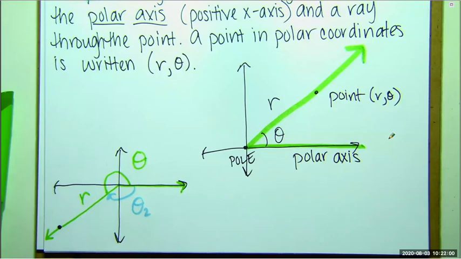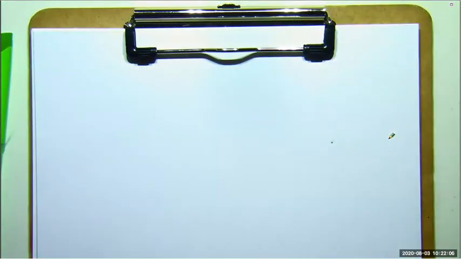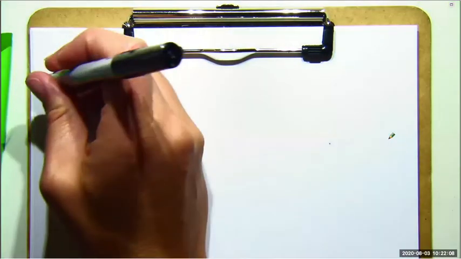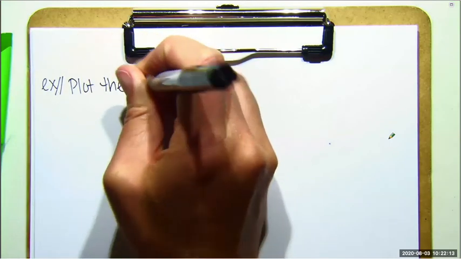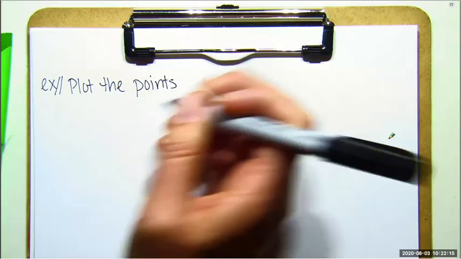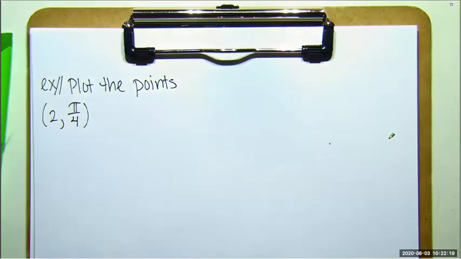Okay, so let's plot some points given to us in polar coordinates. Plot the points. Let's plot the point (2, pi over 4).